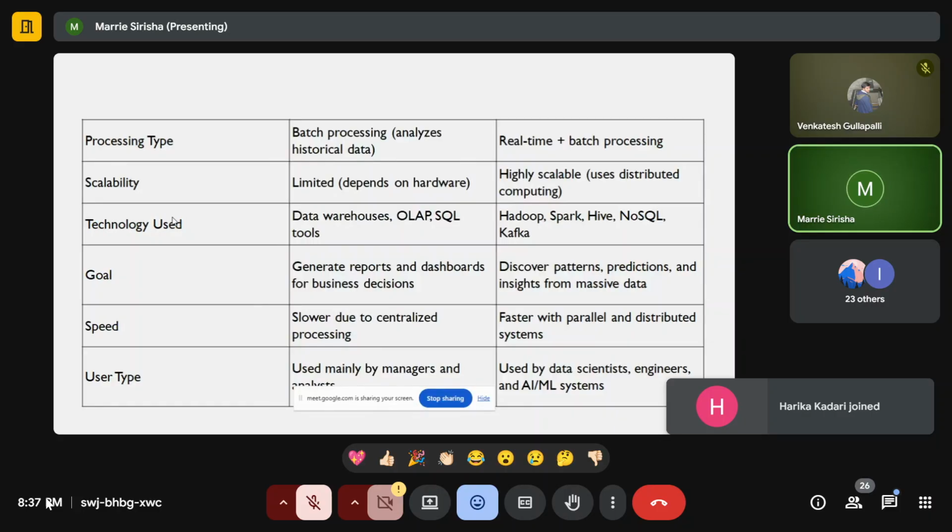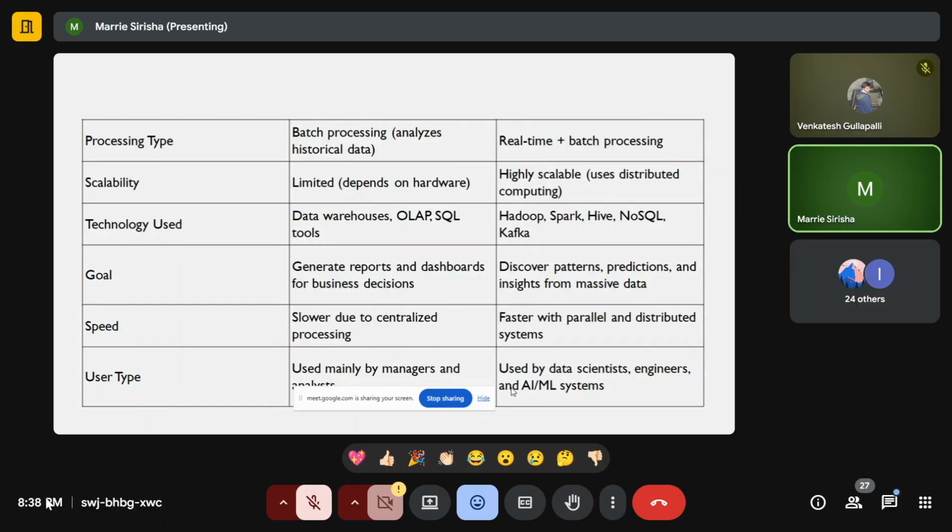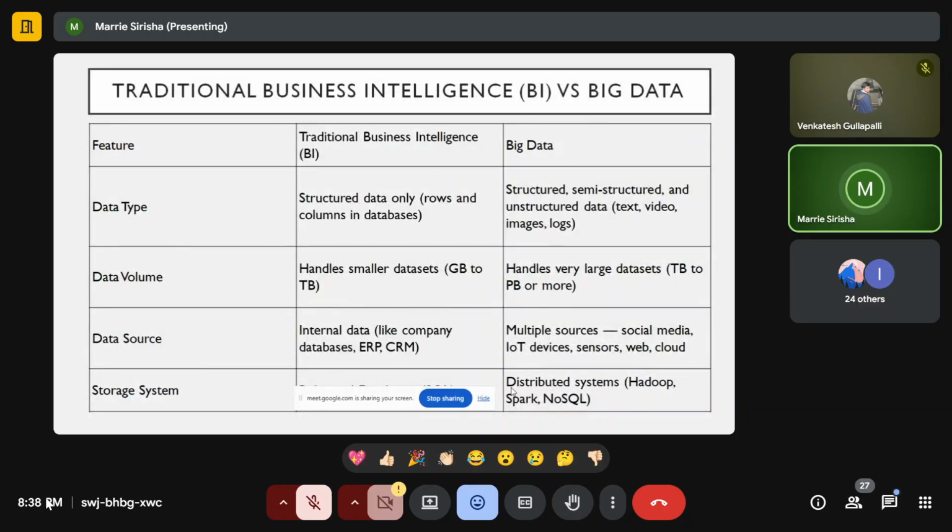And where it is used: it is used mainly by managers and analysts. Whereas in big data, it is used by data scientists, engineers, and AI ML systems. Okay. So these are the differences, how traditional business intelligence is different from big data. Okay.